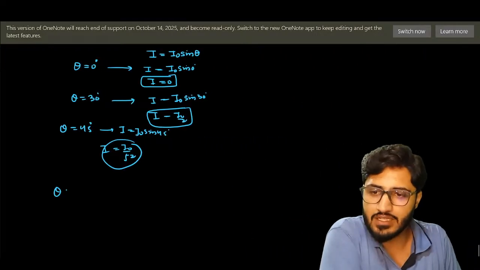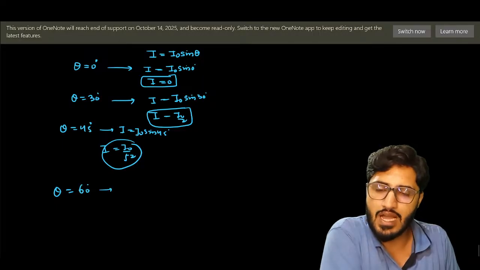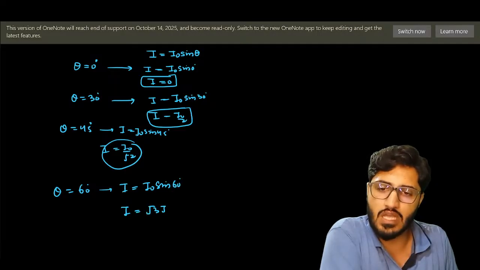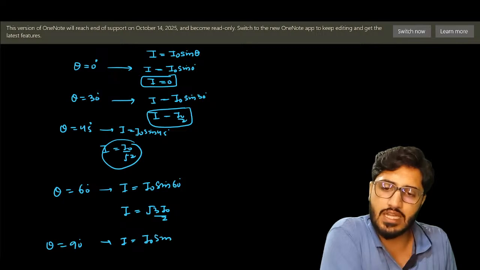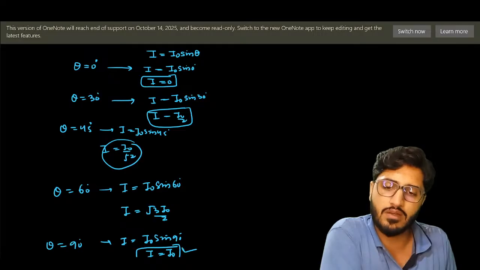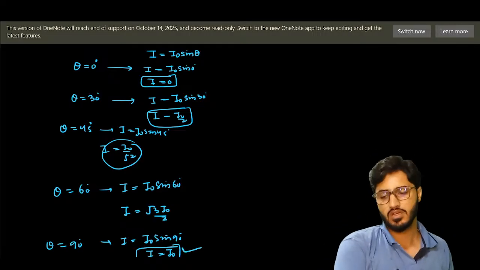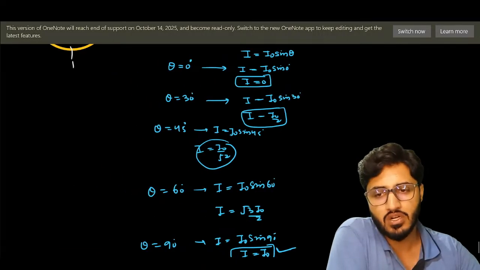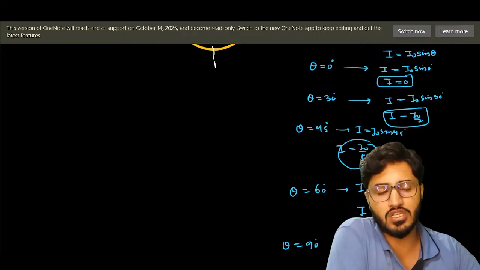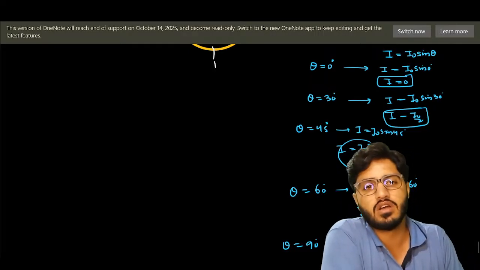If theta is 60 degree, my I is I naught sine 60 degree, so my I came out to be root 3 times I naught by 2. If theta is 90 degree, my I is I naught sine 90 degree, which is I naught. That means my current came out to be the peak value. So now what you need to do is just draw each and every notation in your circle.